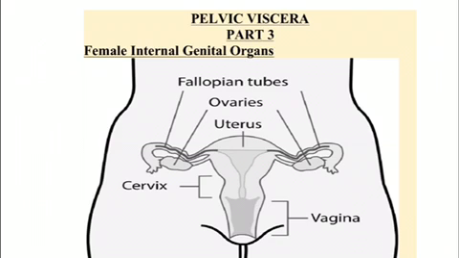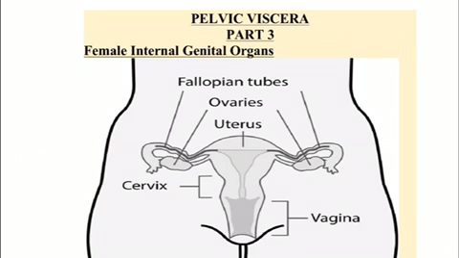The ovaries are also called fallopian tubes. They are all illustrated in this diagram. So the female internal genital organs include the vagina, the uterus, uterine tubes, and ovaries. These organs are seen in the pelvis. I'm going to start right away with a discussion on the vagina.